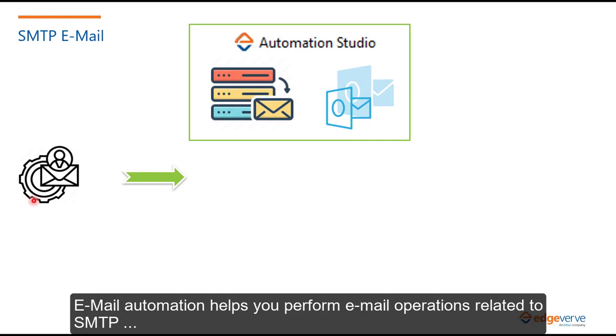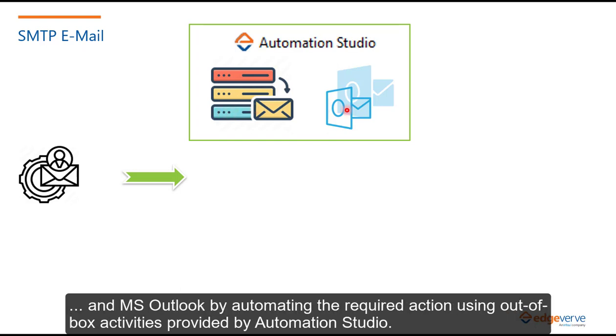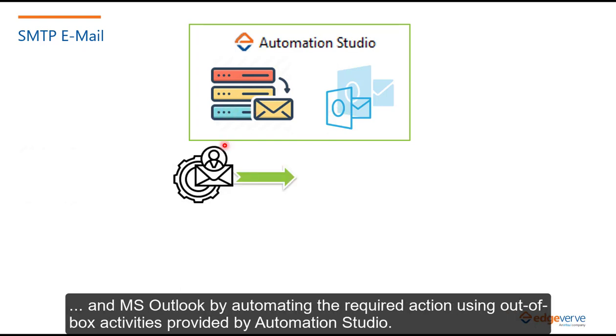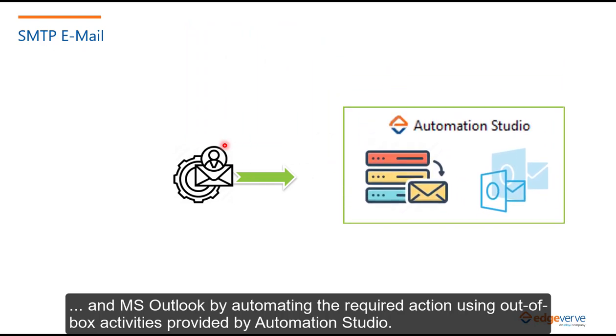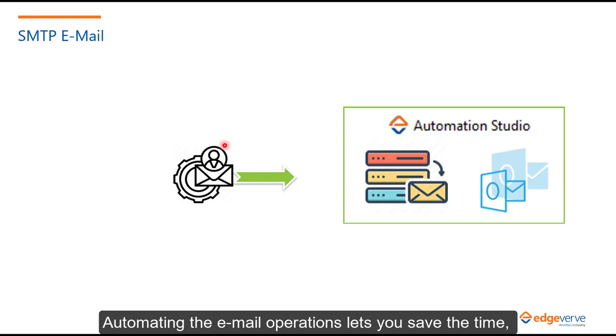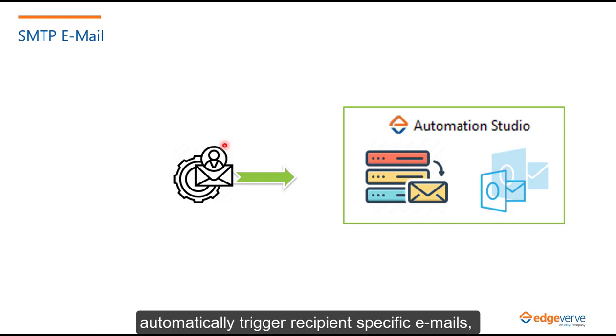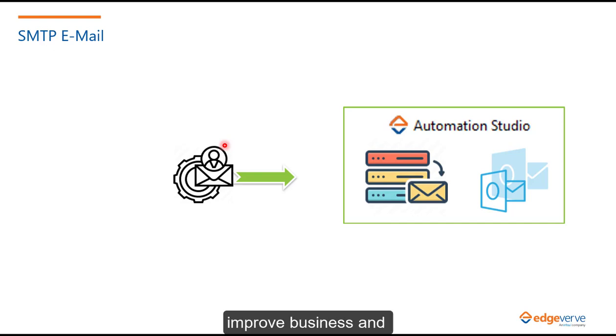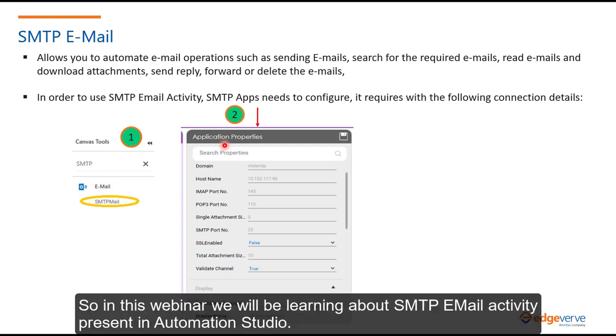So let's get started. Email automation helps you to perform email operations related to SMTP and MS Outlook by automating the required action using out-of-the-box activities provided by Automation Studio. Automating the email operation lets you save time, automatically trigger recipient-specific emails, improve business and market strategies, and so on. So, in this webinar, we will be learning about the SMTP activity present in Automation Studio.